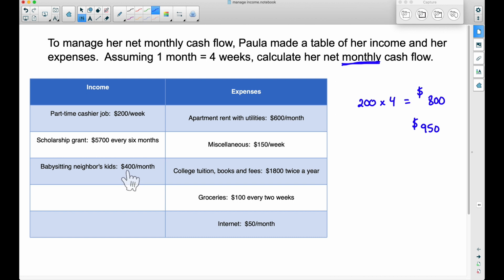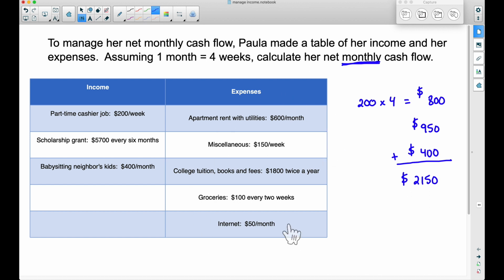She gets $400 every month for babysitting her neighbor's kids. So since this is already based on per month, that is part of her cash flow as well. And this is her income. So let's go ahead and figure out how much she's bringing in each month. Finding the sum of all 3 of these incomes, we have $2,150. So that's how much money she has coming in each month.